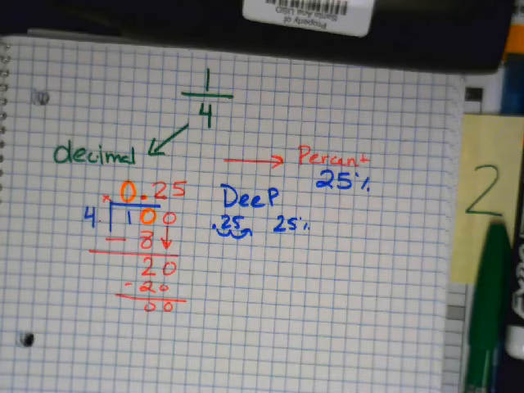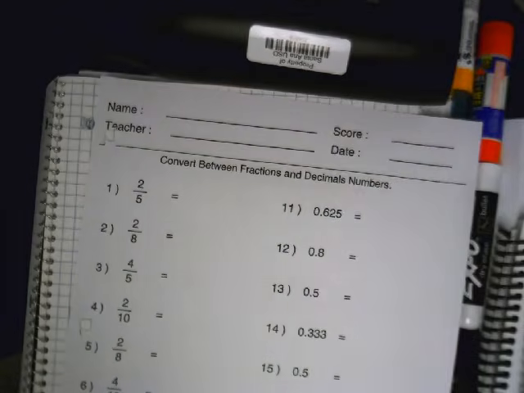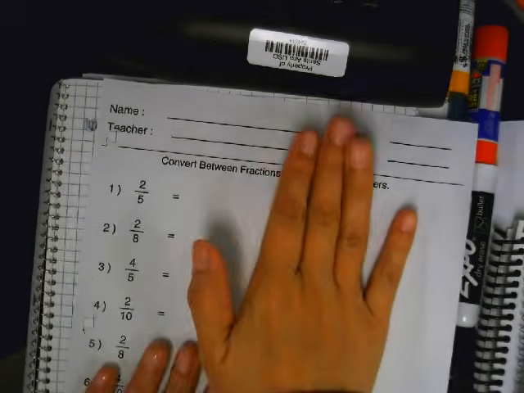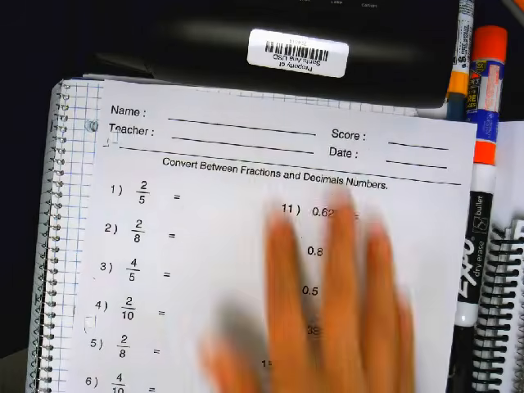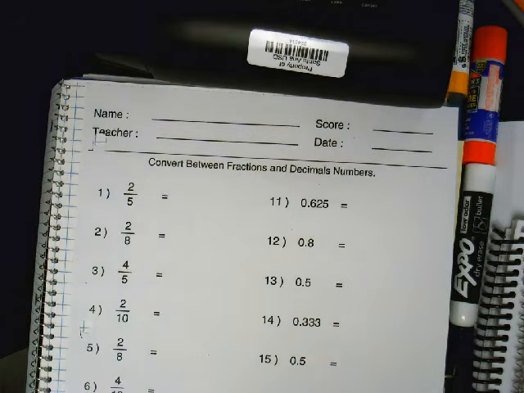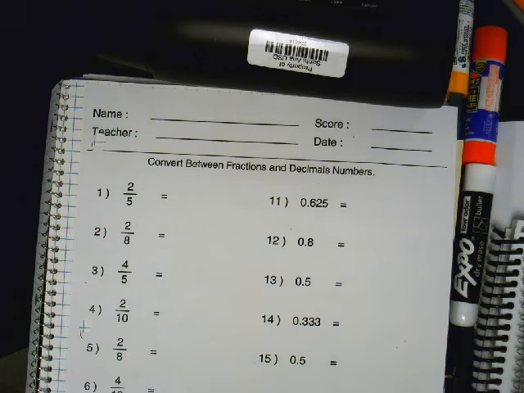All right. I want you to do 1 through 10. We're going to do this side later, but we're going to do 1 through 10 on the front side, in 2 columns. All right, cool.